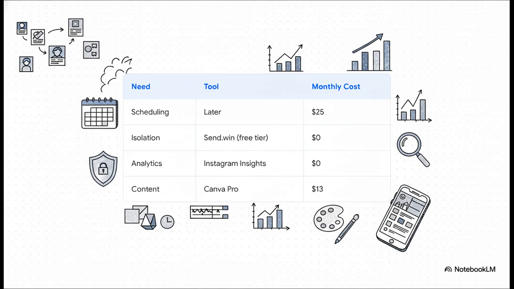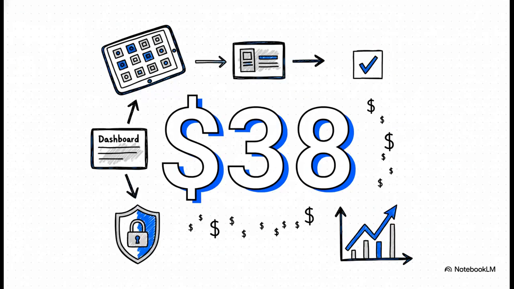Next up, the freelancer, who's probably managing about 5 to 10 client accounts. Okay, at this stage, we need to make some smart investments. We'll upgrade to a paid scheduling tool like Later for better visual planning, step up our security with a dedicated isolation tool like Send.Win's free tier, and grab Canva Pro for those more advanced content features. So for just $38 a month, you get a professional-grade setup. This lets you manage your clients way more effectively, deliver better results, and protect their accounts. It's a tiny investment for the huge value it provides.